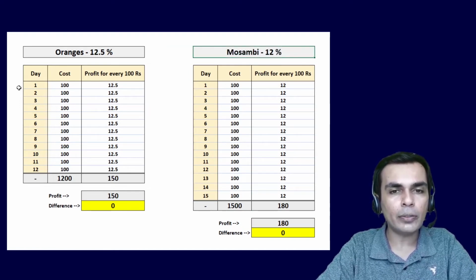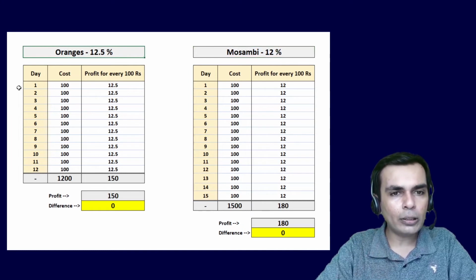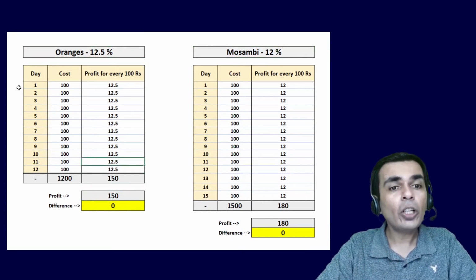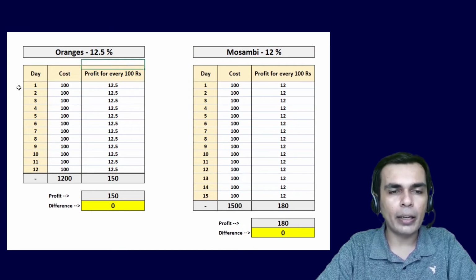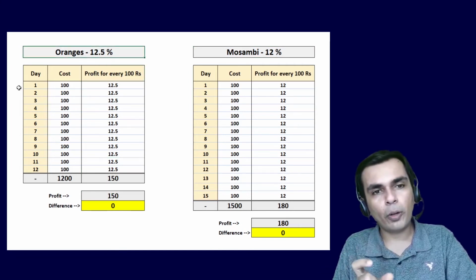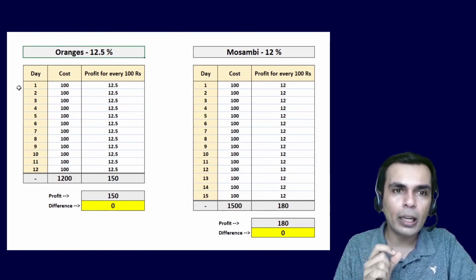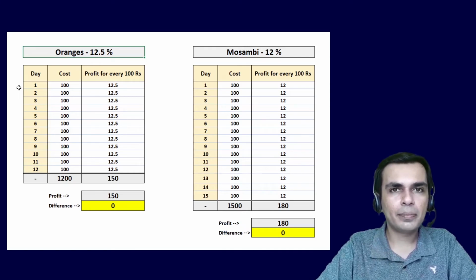Now this is very good to compare. Oranges is 12 and a half, Mosambi is 12 for every 100. Then I would say that even though the profit of oranges is 150, the cost is also less, right? It's 1200. So it's good to say: for every cost of 100, what is the profit? Oranges is 12 and a half, Mosambi is 12. Therefore, the fruit seller must sell oranges.